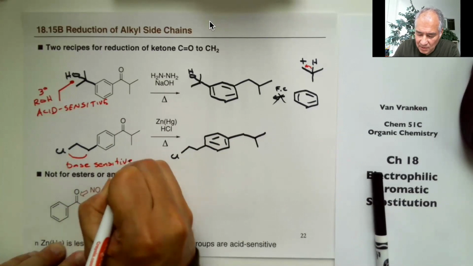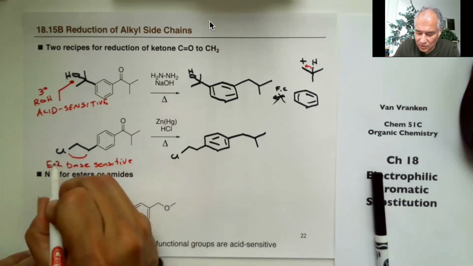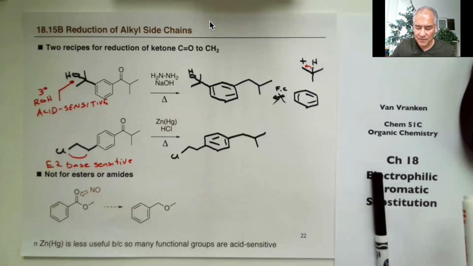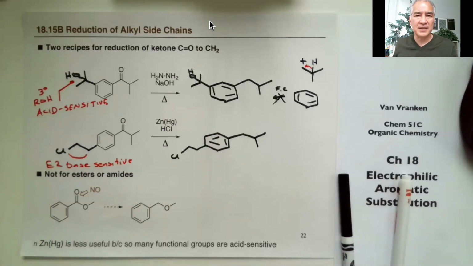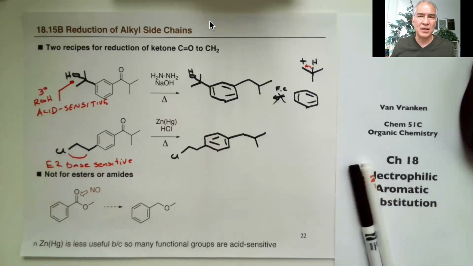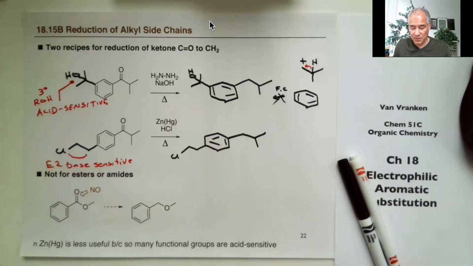So that's why you would choose the bottom conditions. I'll just write E2, base sensitive. So that's why I'm giving you two different recipes. Oftentimes I'm frustrated if the book gives you two different recipes and doesn't explain why you would do one.